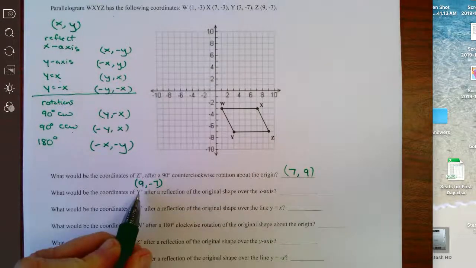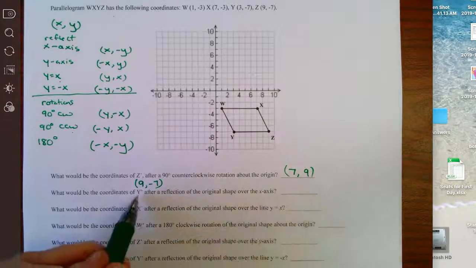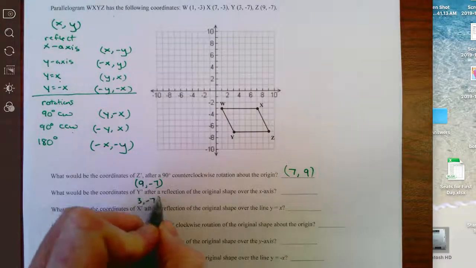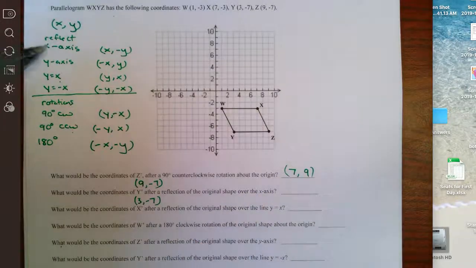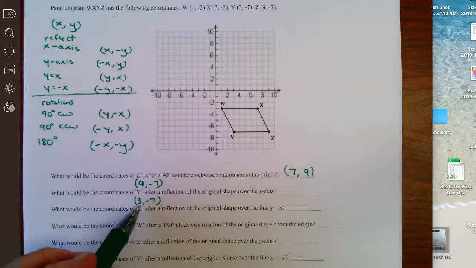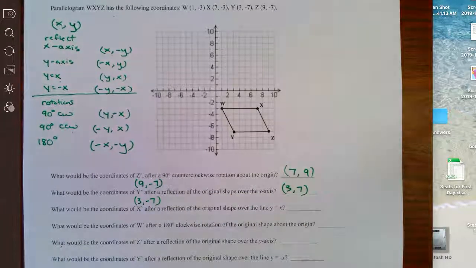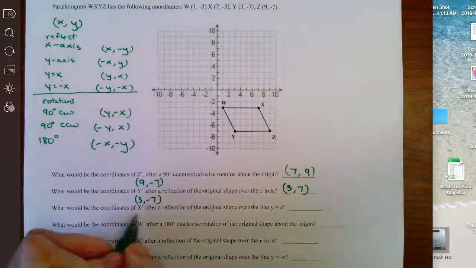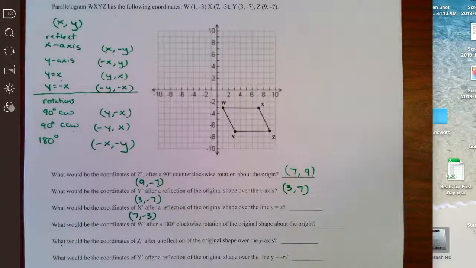What would be the coordinates of y after reflection of the original shape over the x-axis? So the original y is 3, negative 7. If we reflect over the x-axis, the only thing that changes is the y changes signs. 3, positive 7. Okay. X, the original x, was 7, negative 3, and we're going to reflect over the line y equals x, so these just switch places.